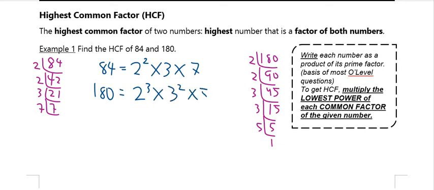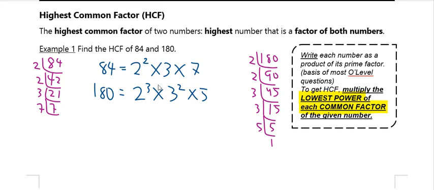times 5. Now, for HCF, to get it, you have to use this fact: you have to multiply the lowest power of each common factor of the given numbers. This is the reason why I advise all of you to use the prime factorization, because here you can see the factors in front of you.